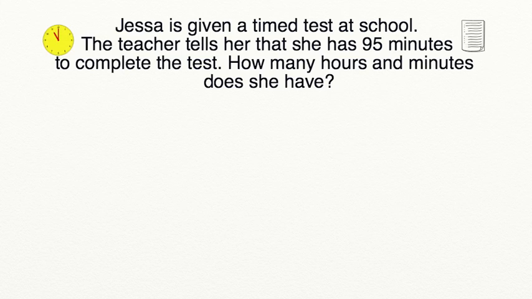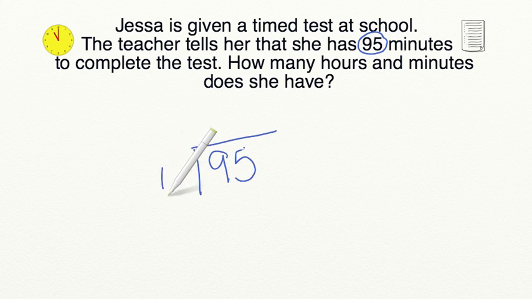Let's go through a word problem together. Jessa is given a timed test at school. The teacher tells her that she has 95 minutes to complete the test. How many hours and minutes does she have? Well, if she has 95 minutes, that's our starting point. So we're going to take 95 minutes, and we need to divide those minutes by how many minutes are in an hour. We have 60 minutes in an hour, so that's what we're going to be dividing by.